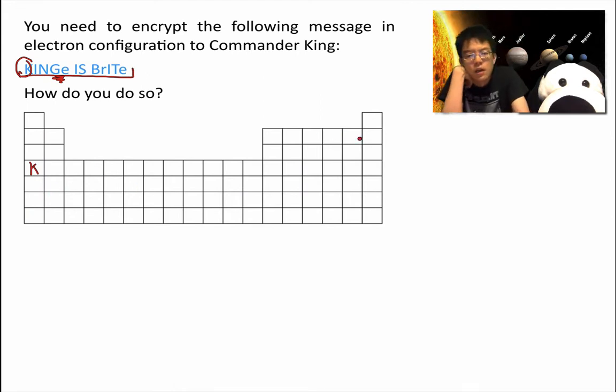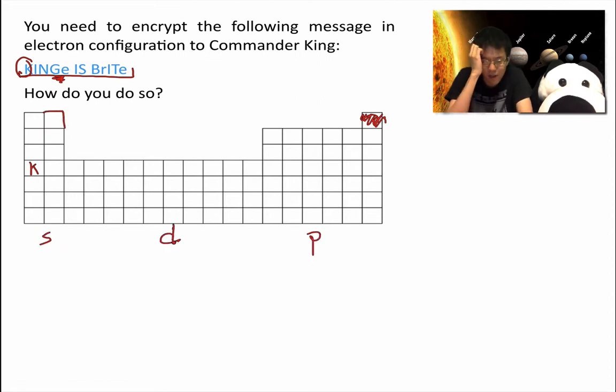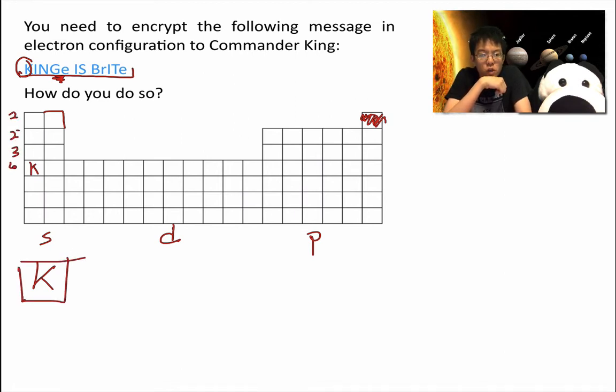All right, I've got my periodic table here that's kind of blanked out. I'm going to move this one over. Remember that this is the S block, P block, and D block right there. And now I'm ready to write my electron configuration for potassium. I'm just going to label my energy levels here. Remember, the rows generally correspond to the energy levels.